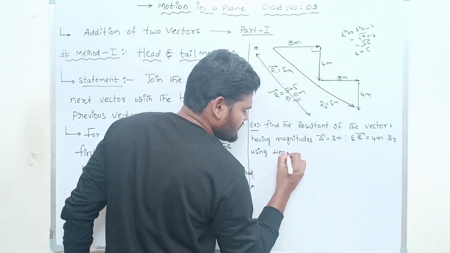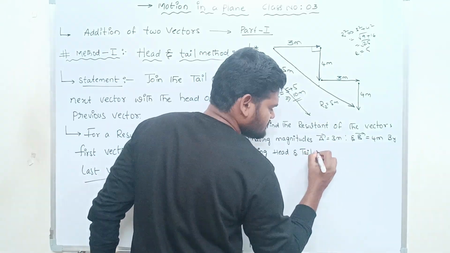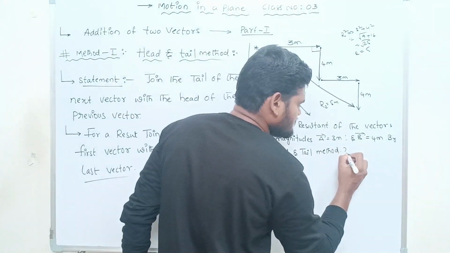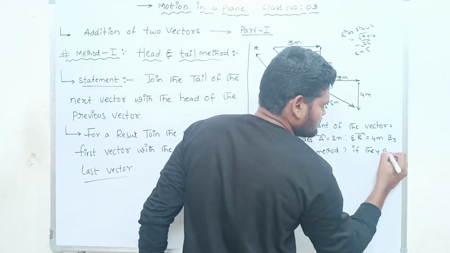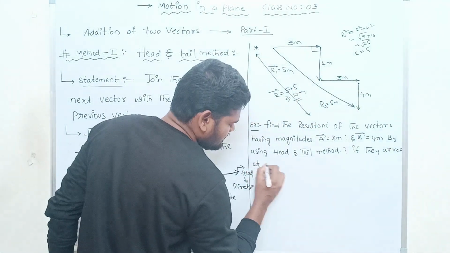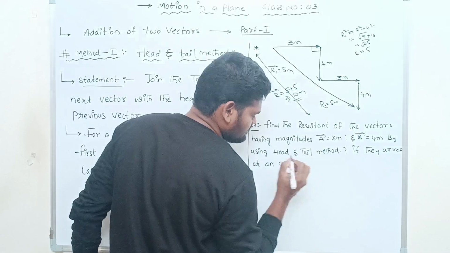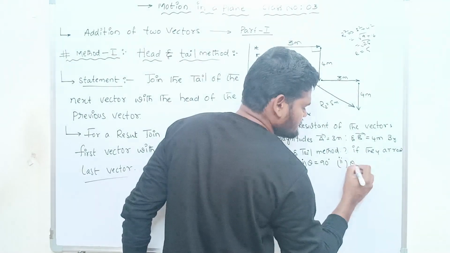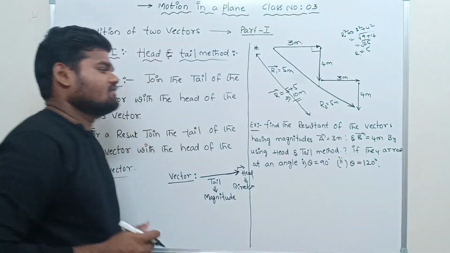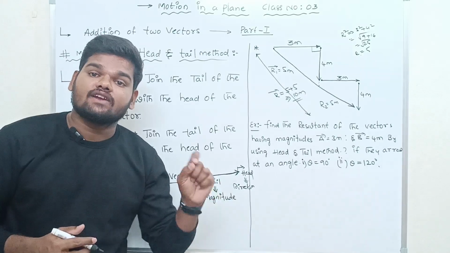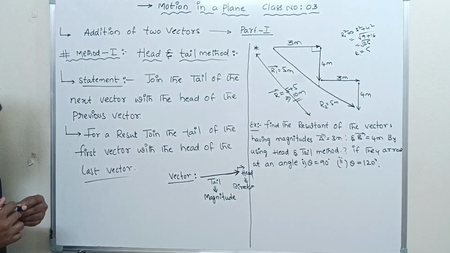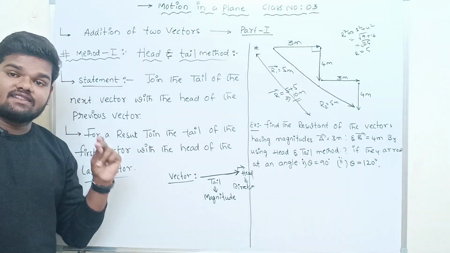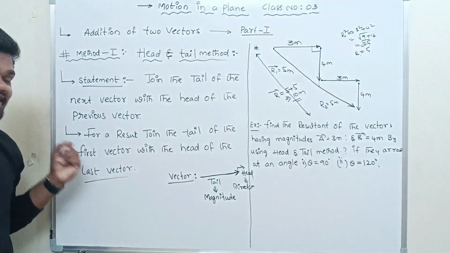By using the head and tail method, if they are arranged at an angle theta equal to 90 degrees, this is the first one, and the second one is theta equal to, let us take, 120 degrees. So this is the question. Pause the video and try the solution. 3, 2, 1, go.